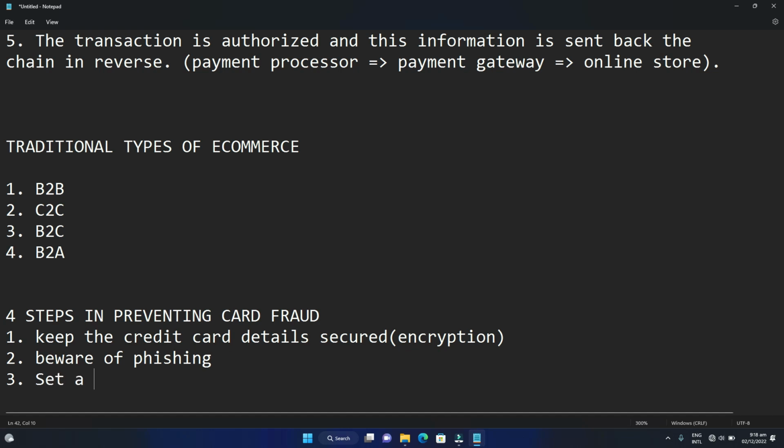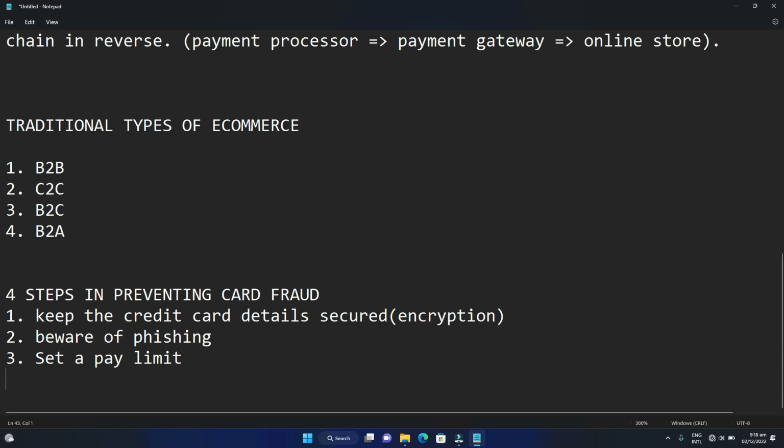And another step is set a pay limit. You see, MTN and other telecommunication networks in Ghana, with their mobile money, they don't allow you to withdraw or send more than a certain amount to someone. They restrict you to, I think, 2,000 Ghana cedis. So you can only do a transaction of 2,000 Ghana cedis in a day.